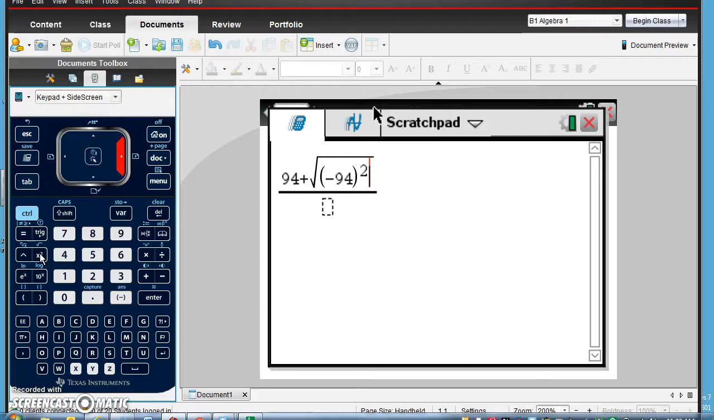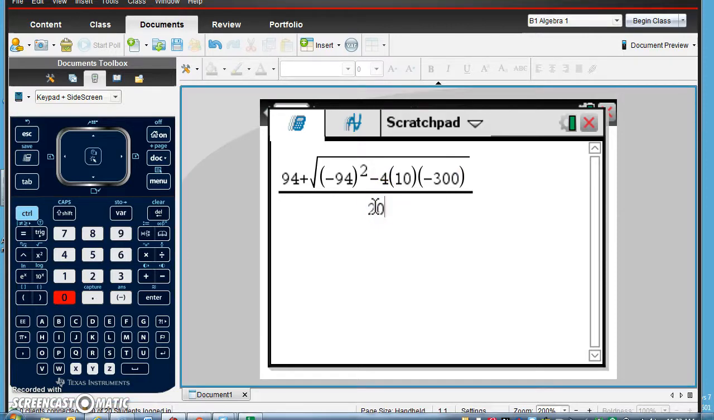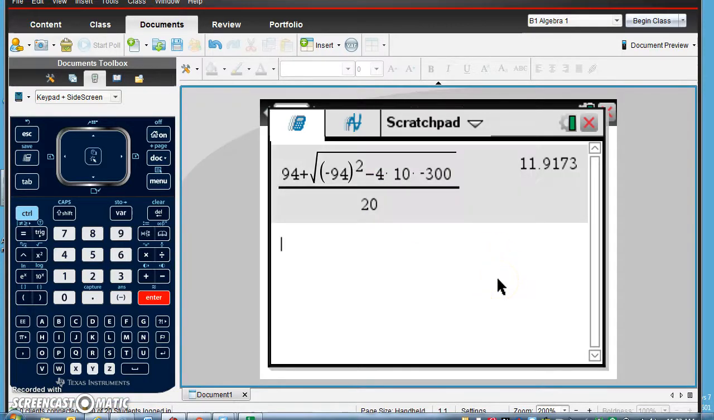Bring that down, and then do minus 4. And I'm going to do times 10 this way, times negative 300 this way. And I get that. Then on the denominator, I have 2 times 10, which I'm just going to put 20 in there. And I'm going to push enter, and it's going to give me an answer. Now we want to repeat it with a minus, because that was only one of our answers.